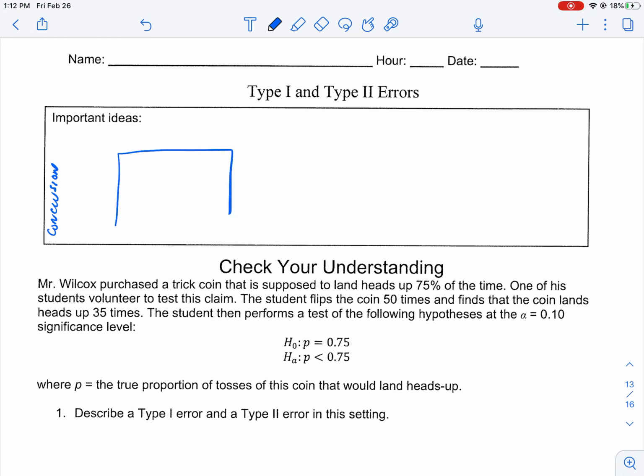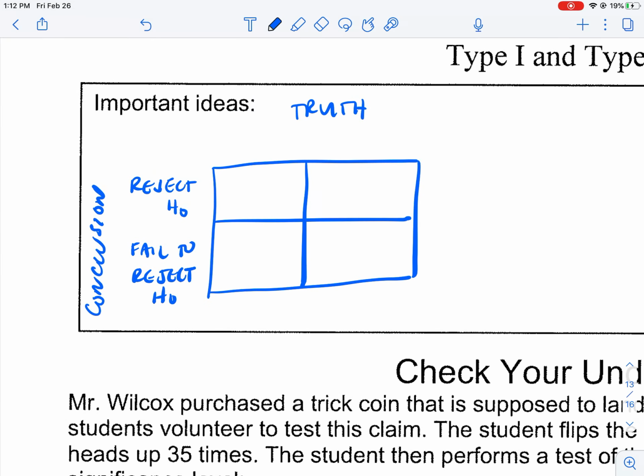So I will draw a box like this. And it's one of these four things. So the first thing that could happen is we have to determine what the truth is. So the conclusions are either reject H sub 0 or fail to reject H sub 0. So those are our two conclusions. Either this happens, reject H sub 0, or we fail to reject H sub 0.